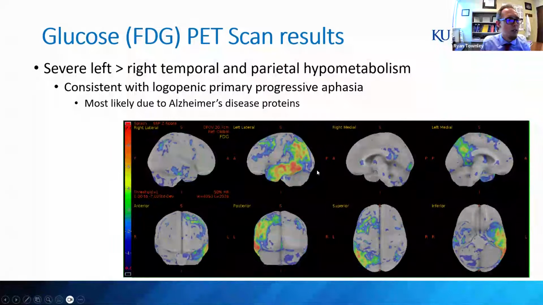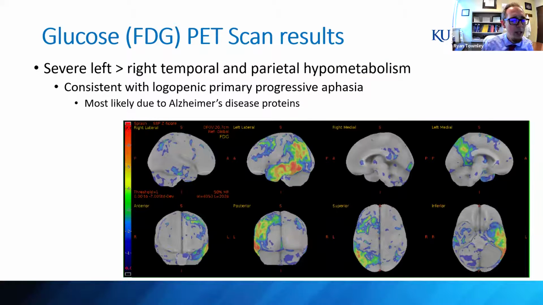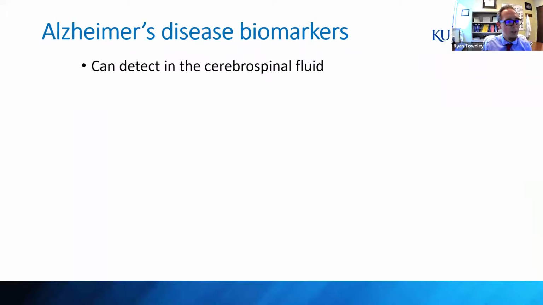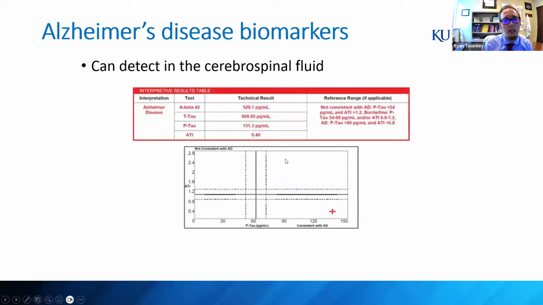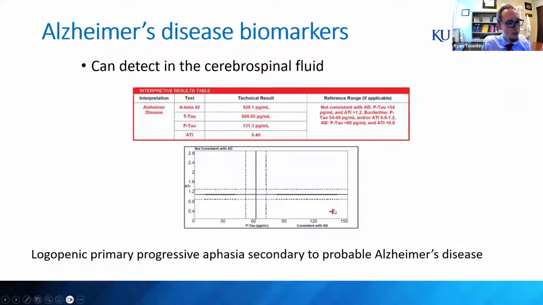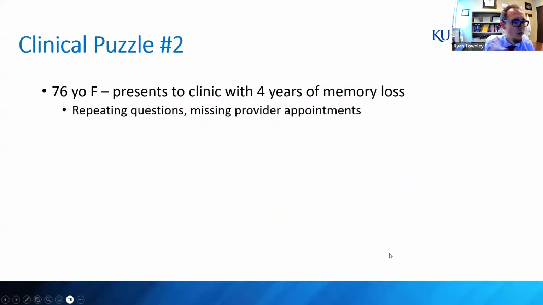In most individuals, we don't necessarily need to go to the next step of spinal fluid biomarkers, but say you had a really young patient, or you needed more confirmation, either for yourself or the family, you could pursue spinal fluid biomarkers. That's where we would see changes in both the phosphorylated tau and the amyloid beta 42, and basically where this individual landed in a clear Alzheimer's disease box. And so this is logopenic primary progressive aphasia. We'll have our own talk on this later. But it's secondary to Alzheimer's disease, right?